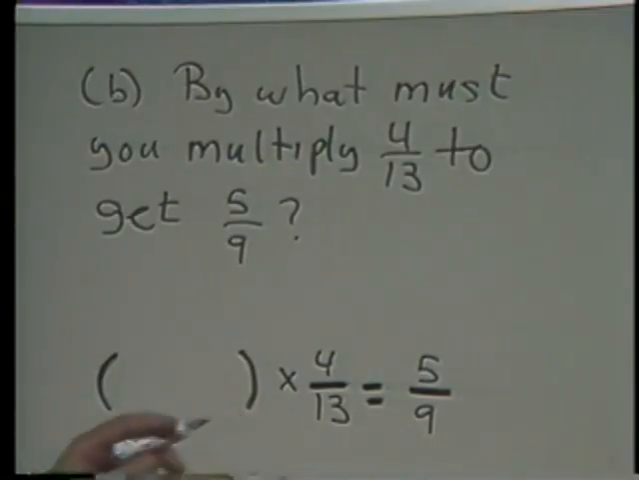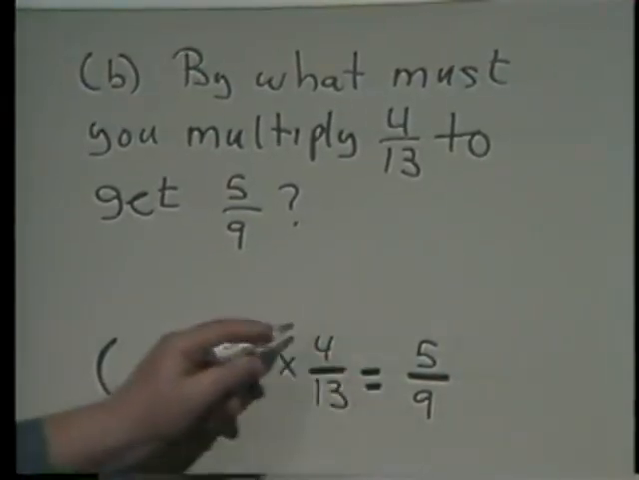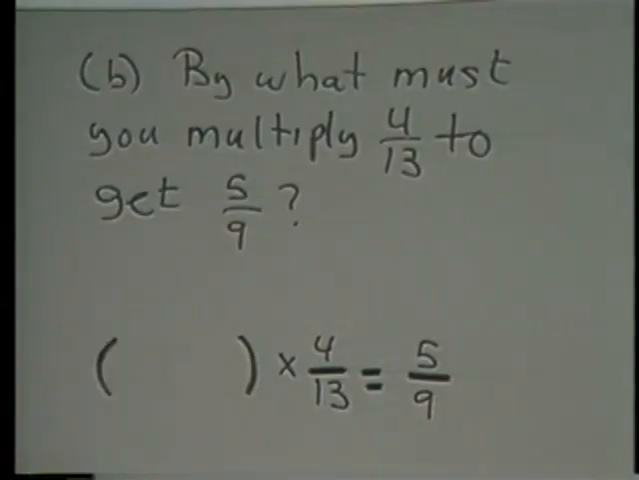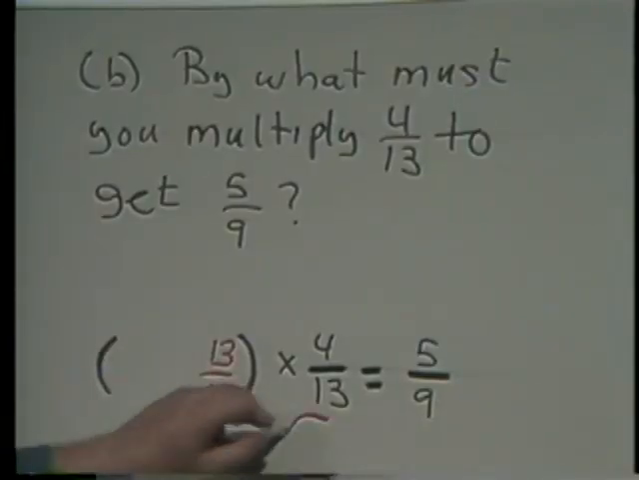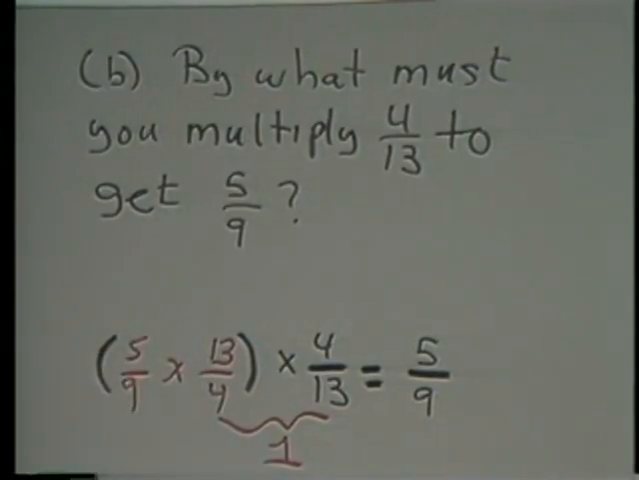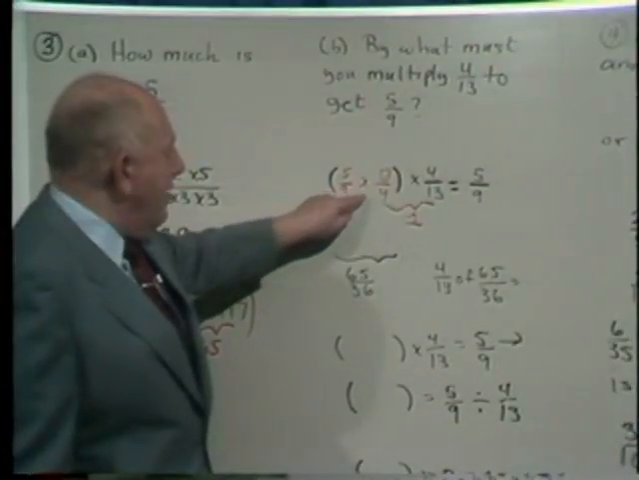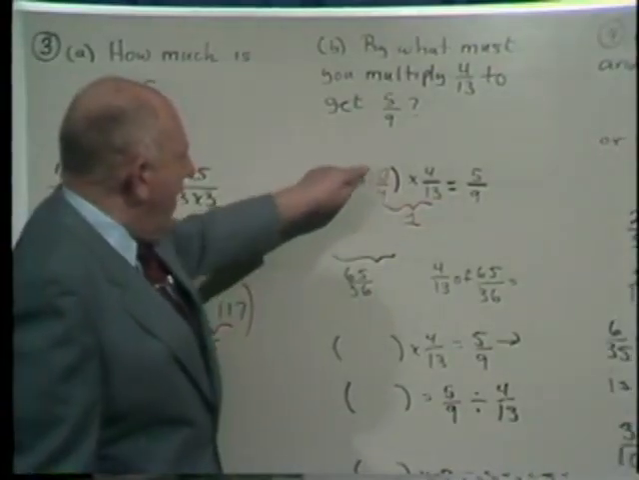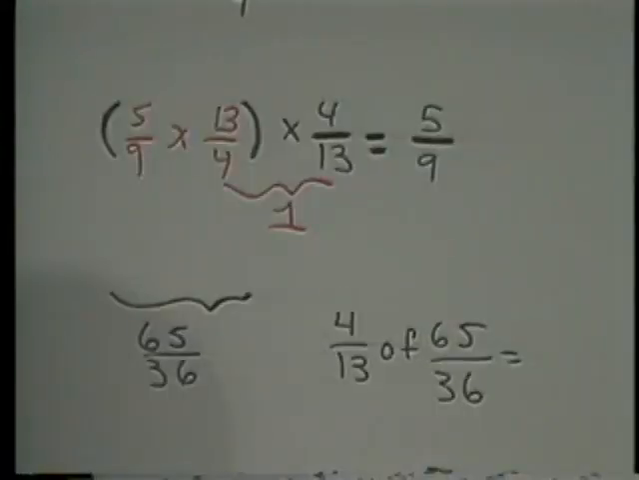And by the way, let's construct that. Remember how we did that in the lecture? We want to wind up with 5/9. We have 4/13. To get rid of 4/13, we multiply by 13/4. That gives us 1 for the product. And 1 times 5/9 is 5/9. So altogether, we multiply by what? 5/9 times 13/4. 5 times 13 is 65. 9 times 4 is 36. So the answer is what? 65/36.